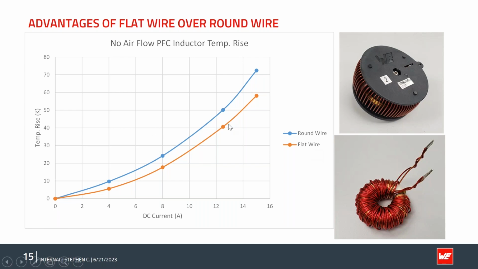The reason for the lower temperature rise is that the flat wire design has a better cooling effect. This measurement was actually made under the condition of without fan cooling. And we believe that the difference in the rated current or the temperature rise would be even bigger if the measurement was done under fan cooling condition.